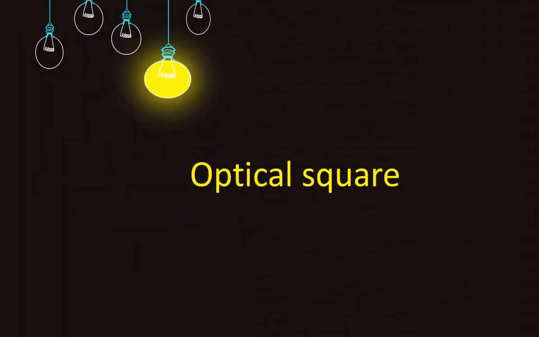Now we will study the third one, that is optical square. Optical square is used for turning the line of sight by 90 degrees from its original path. An optical square is essentially a pentagonal prism. Regardless of the angle at which the incident beam strikes the face of the prism, it is turned through 90 degrees by internal reflection.